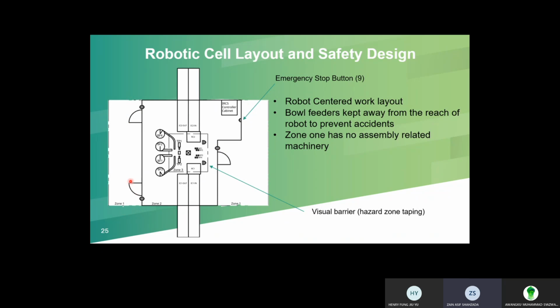In zone 3, the assembly area reachable by the robot arm is bordered by the hazard tape, the black and yellow one. As mentioned earlier, the robot arm itself, the escapement of the vibratory bowl feeders, the tape feeders, the tray, and everything is away from the reach of the robot. Next, please.